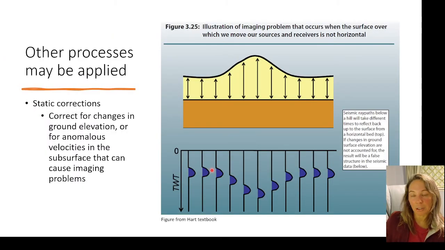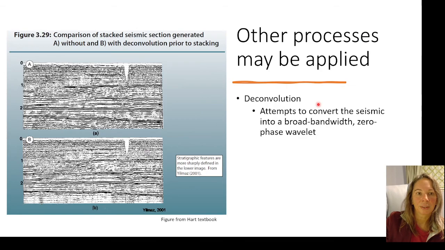I mentioned before static corrections, or correcting for land or ground elevation. This is very common for land acquisition, because if you're shooting a survey and you have a difference of a few meters on the land, that's going to affect the time your energy is recorded. And so in this example, if you had a receiver at the top of this hill, it would take longer for the energy from your reflector at depth to be recorded, even though that reflector should be flat. So you want to do that static correction.